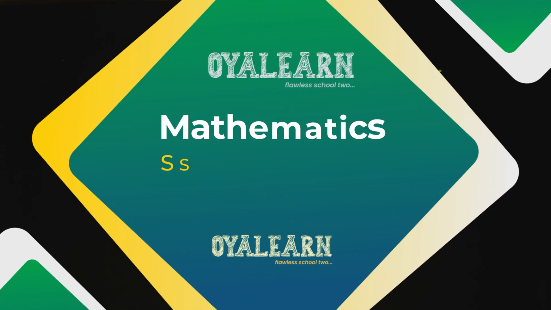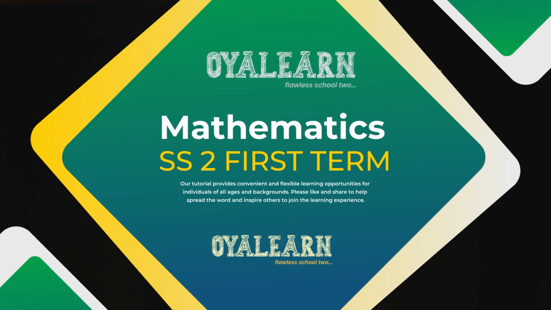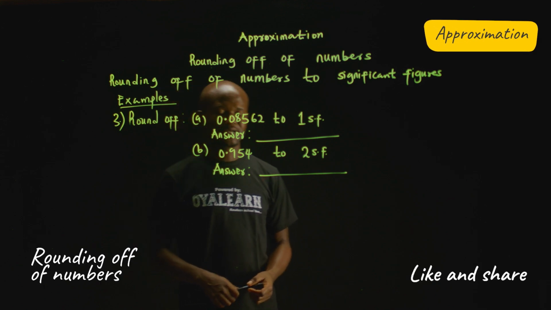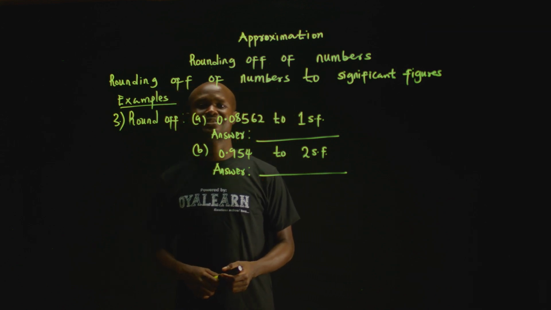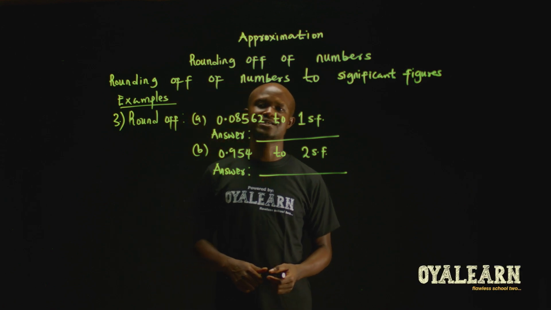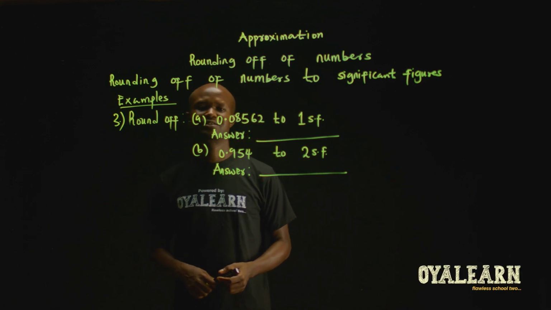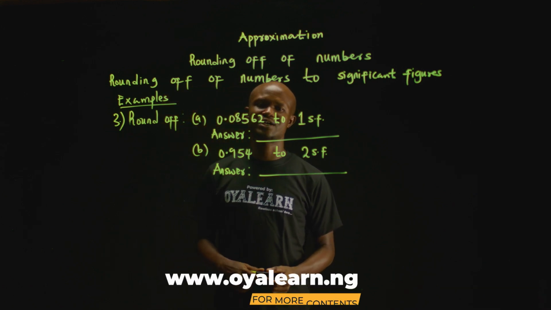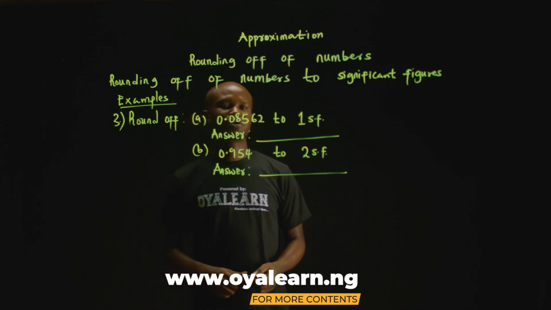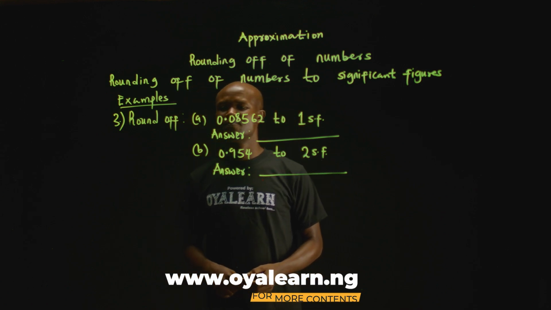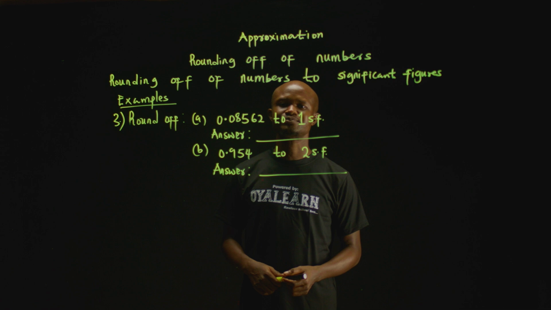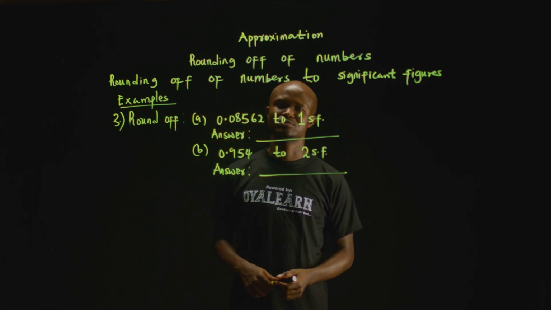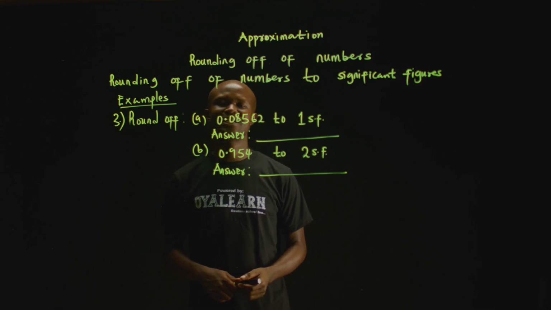Round off 0.08562 to 1 SF. Now, we can see that from here, this number is less than 1. So, since this number is less than 1, for you to approximate this number to 1 SF, you are going to start from the first non-zero digit from the left.